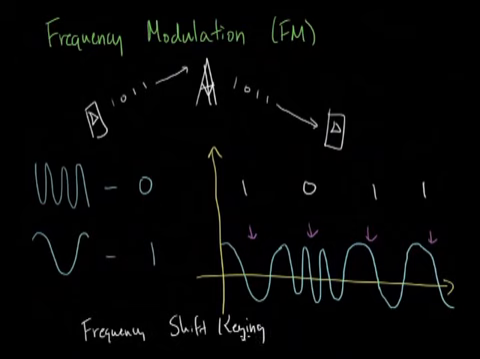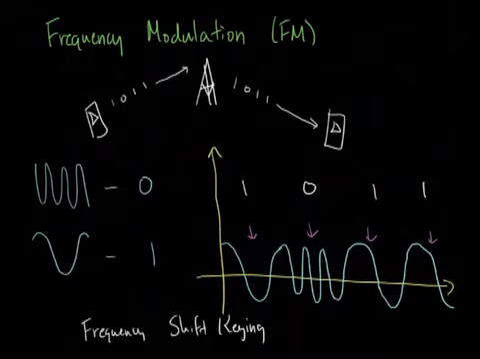So these two concepts that I've outlined for you, FM and AM, constitute the majority of how information is carried by electromagnetic waves between wireless devices.